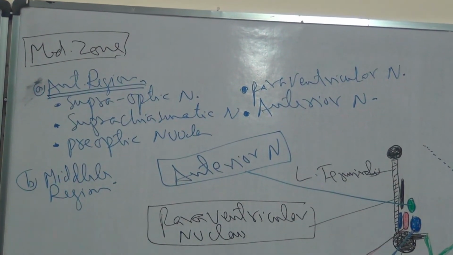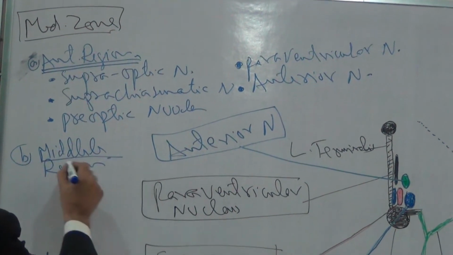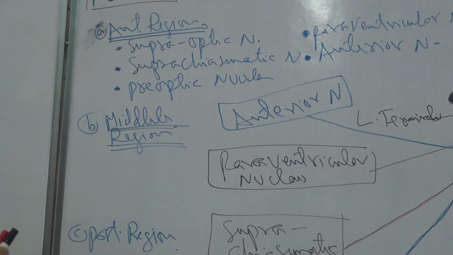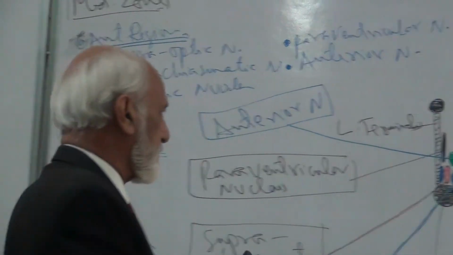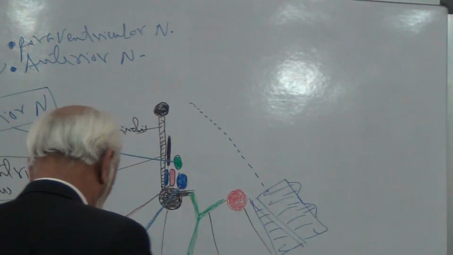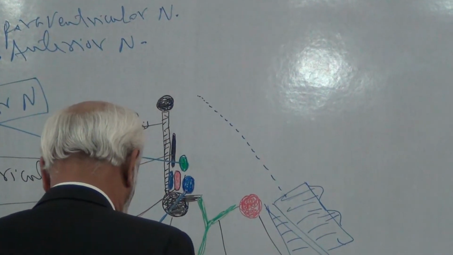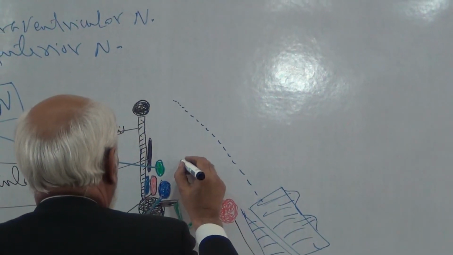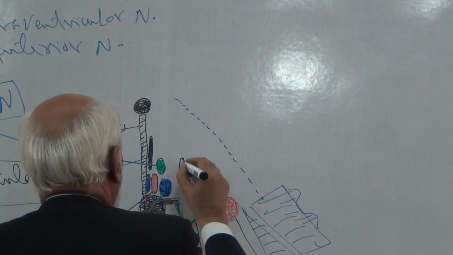Then in the middle region of medial zone of the hypothalamus is the dorsomedial nucleus.